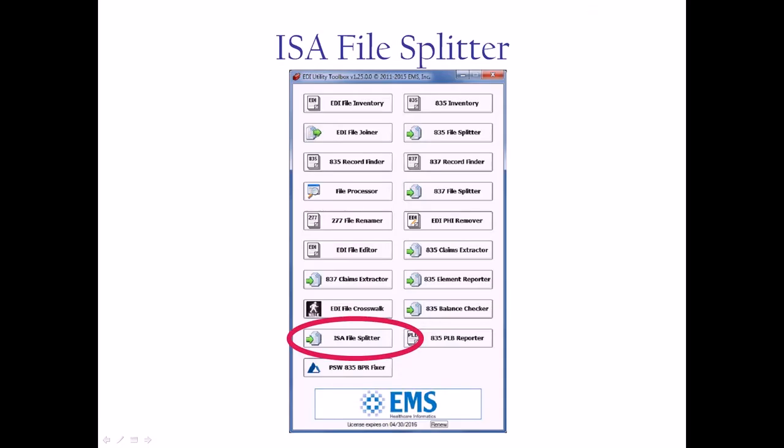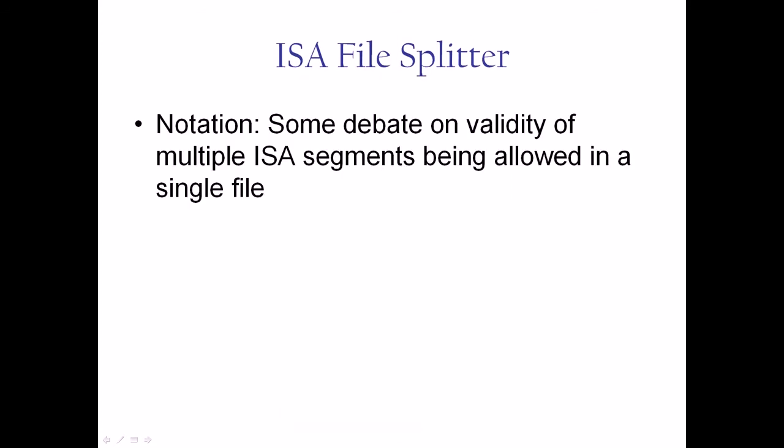Now we're going to talk a little bit about the ISA file splitter. What is that? Well, first of all, let me make a disclaimer, if you will. There's debate out there in the EDI circles on the validity of multiple ISA segments being allowed in a single file. Basically, an ISA is an envelope that tells you, among other things, what kind of file it is. So when there are multiple ISA segments, we're basically combining different files into a file.